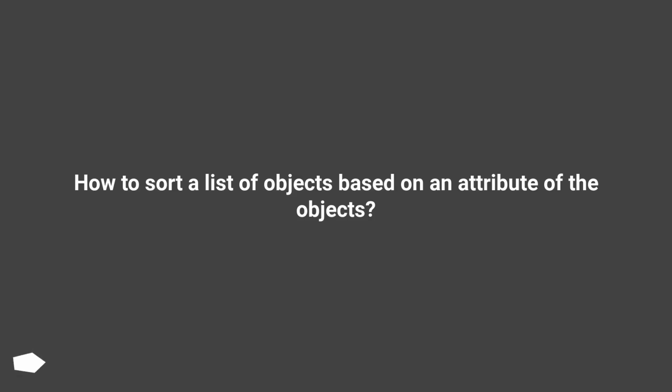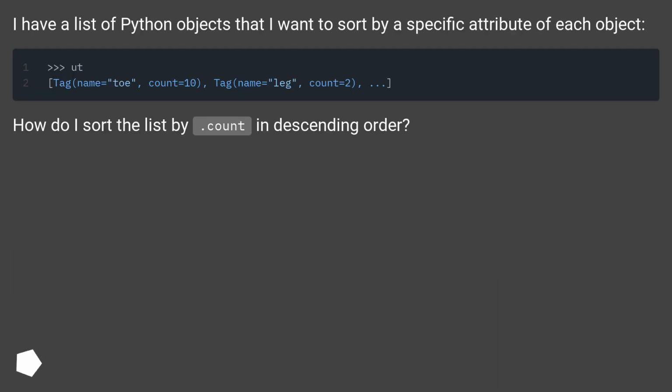How to sort a list of objects based on an attribute of the objects? I have a list of Python objects that I want to sort by a specific attribute of each object. How do I sort the list by .count in descending order?